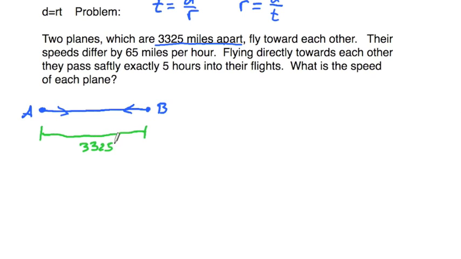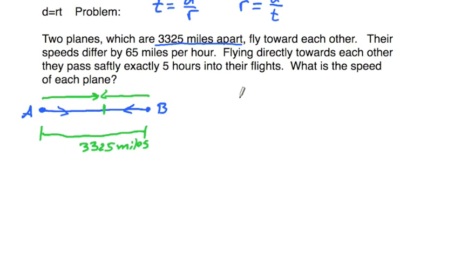3325. Now you can't assume that they're going to meet exactly in the halfway point, because that would only happen if they were doing exactly the same speed towards each other. And there's 65 miles per hour difference in them. So the only thing that's common is that the sum of their distances, whatever they travel, they might meet, let's say here. So B would travel this distance, and A would travel this distance. But those two green arrows would add up to 3325.